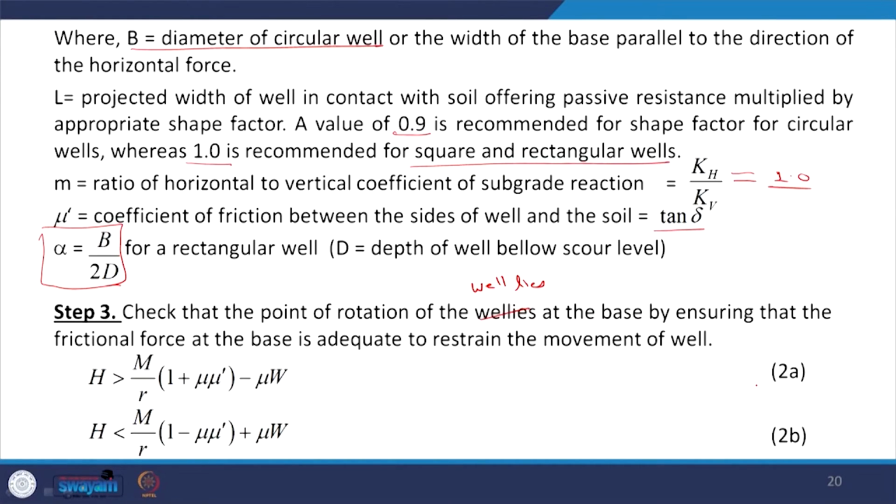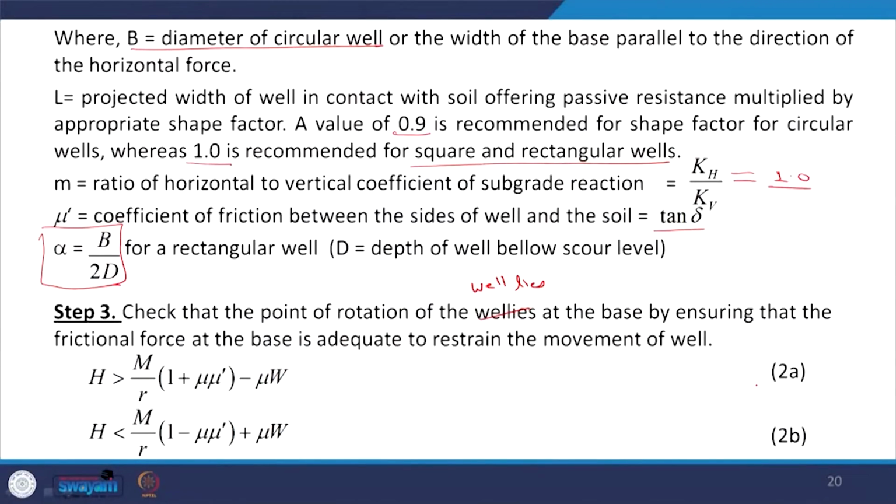So, what is given to you? Three external forces are given. H is given, the horizontal force, W, the weight of the well, is given, and M, the moment, is acting. The combination of these three forces should satisfy both equations 2A and 2B. Equation 2A will provide you the minimum value of H, and equation 2B will provide you the maximum value of H.